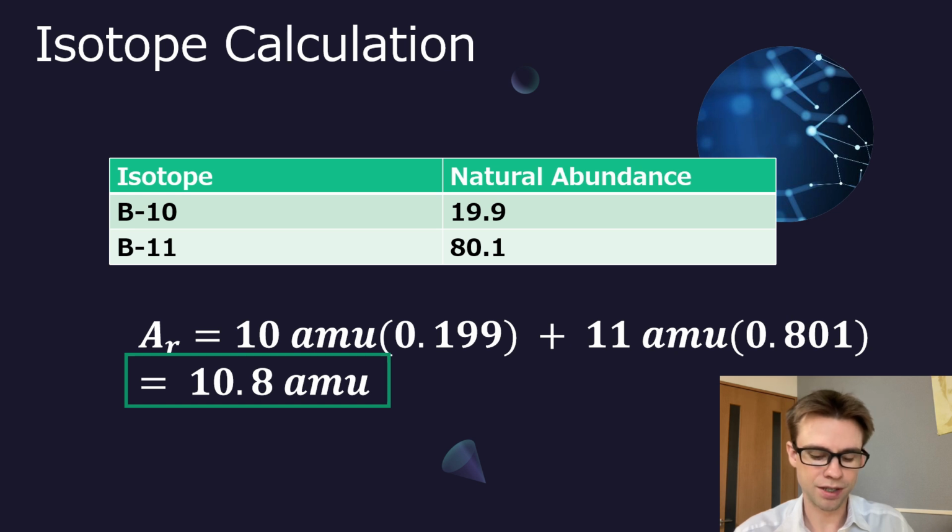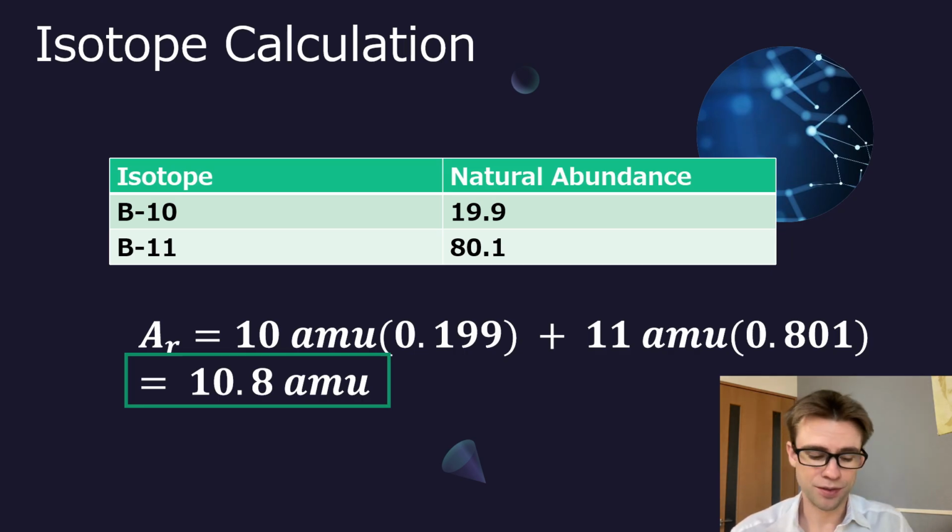And you'll notice that 0.801 plus 0.199 must equal 1. And 1 is essentially a fraction that represents 100%. 1 divided by 1. Alright, so if you just put those in your calculator, you'll get 10.8 AMU, 10.8 atomic mass units. And I think you can take that as your answer.